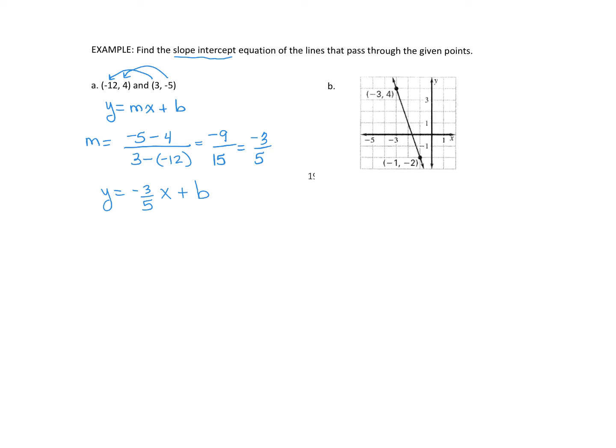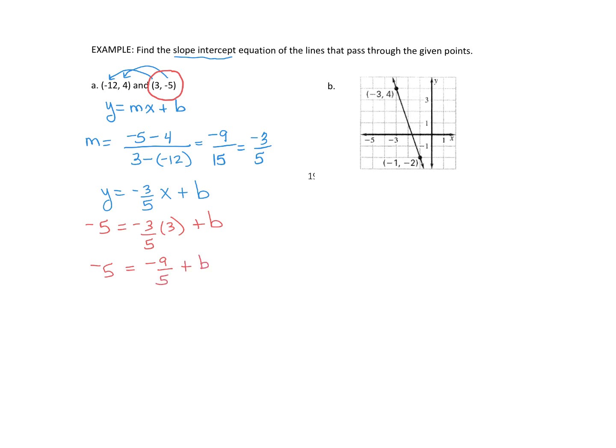And then I can use either one of these ordered pairs. I'm going to use the 3, negative 5. And I recommend indicating that some way by putting a box around it or a circle around it so that you don't use part of one ordered pair and part of another. And we're going to plug in the 3 for the x and the negative 5 for the y, and we'll be able to solve for our b. So here we're going to get negative 5 equals negative 9/5 plus b.